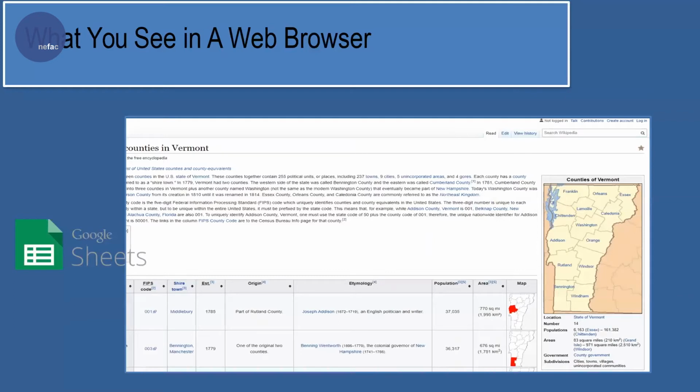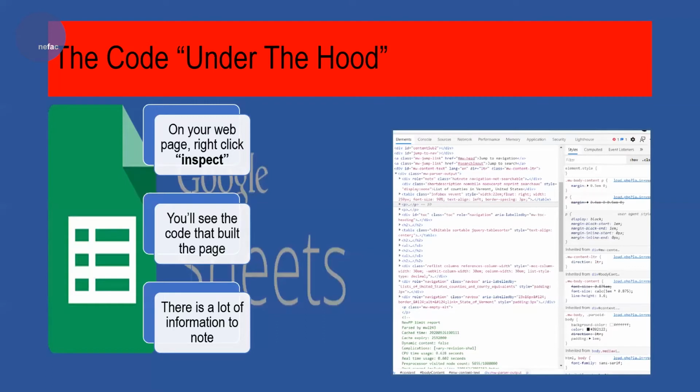And this is a table that you'd see in a web browser when you look at the page. But underneath that is the code. And if you right click on the code, especially when you're scraping, because you want to know what type of data you're scraping, there's a lot of information to note. So we're going to be looking at, are we scraping a table? Are we scraping a list?